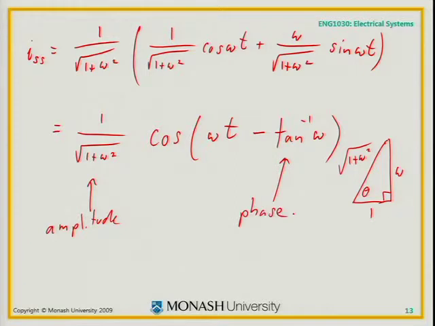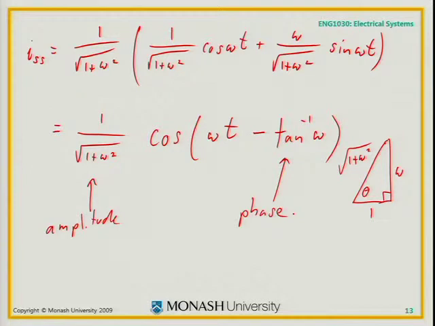Remembering my input was just cos omega t, and you can see now what happens. The amplitude's changed to 1 on the square root of 1 plus omega squared. That's the amplitude of the current. And the phase is tan inverse omega. So you can go back to those red lines that I had, and that's what I've plotted. What happens to the current as omega increases? 1 on the square root of 1 plus omega squared. It's decreasing. So the current is going down.